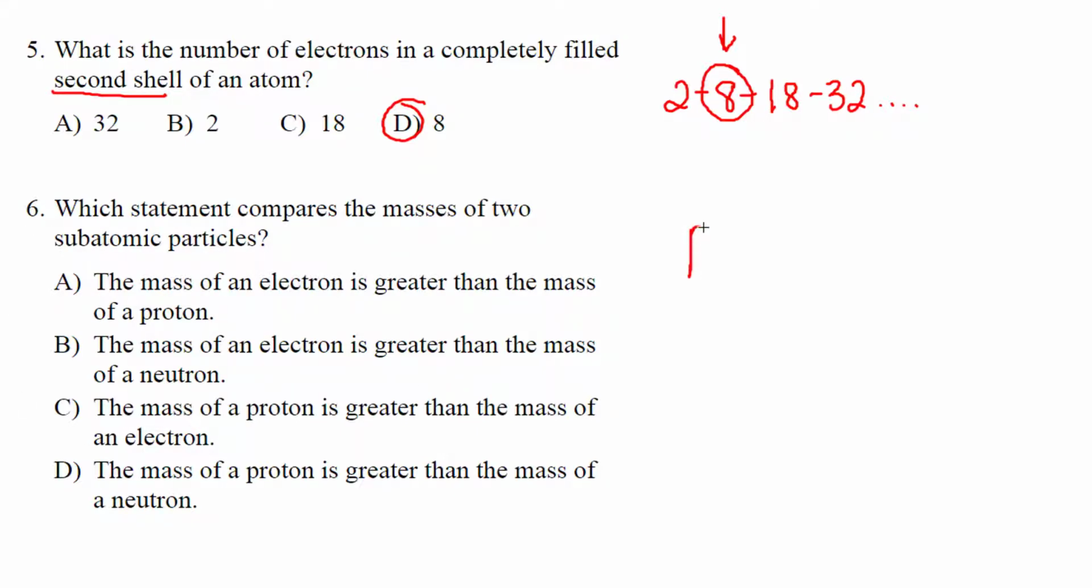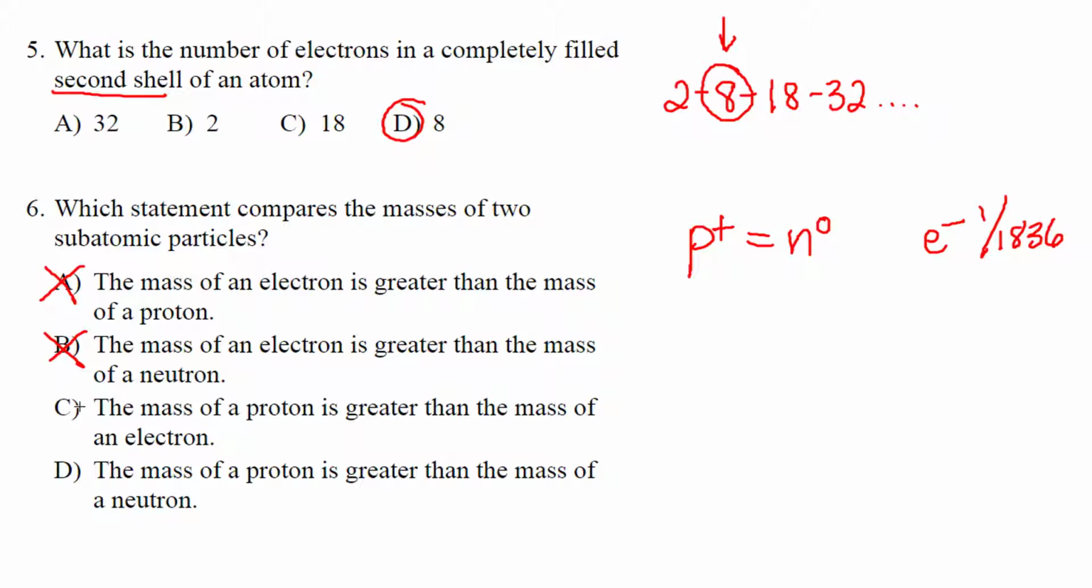So we know that protons have an equal mass to neutrons, and electrons are 1,836th the mass of either of those. So let's look at our choices. A cannot be the answer because it says the mass of an electron is greater than the mass of a proton. And likewise, B cannot be a correct choice because it says the mass of an electron is greater than the mass of a neutron.